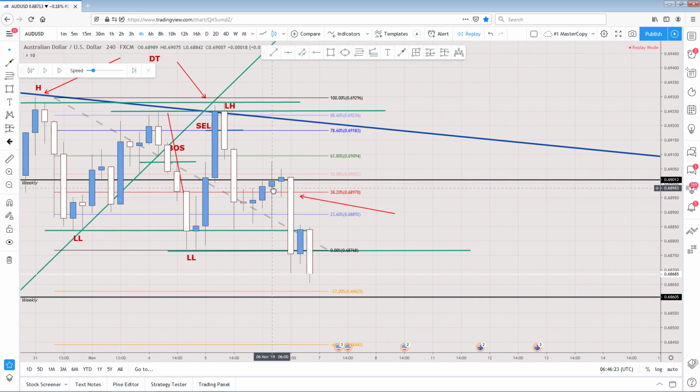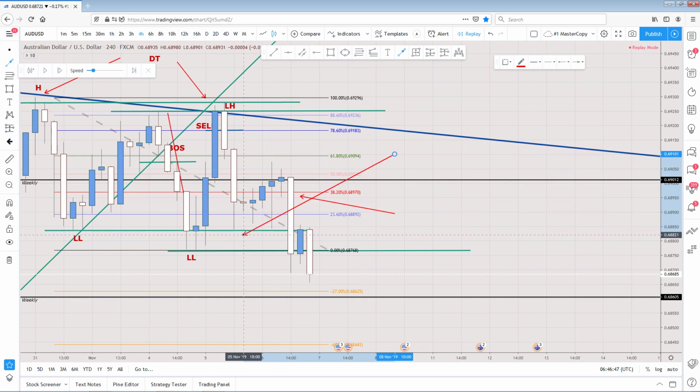So you can see that it basically came up, retested this weekly level, and then got hammered down really hard. And it didn't surpass 61.8. So I would have still been in my sell right now. So there's no reason to exit.